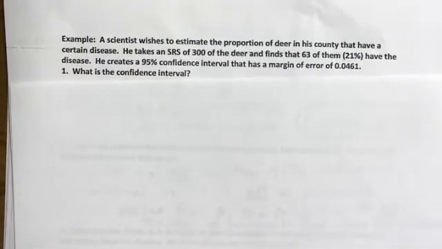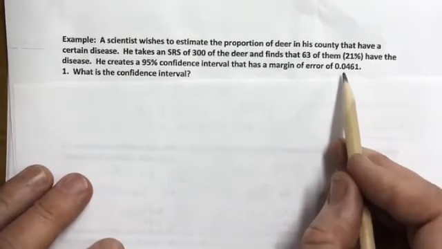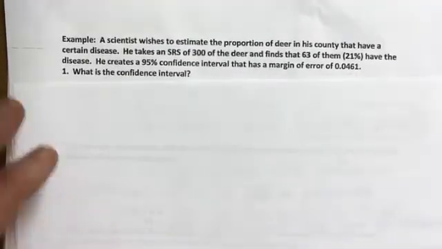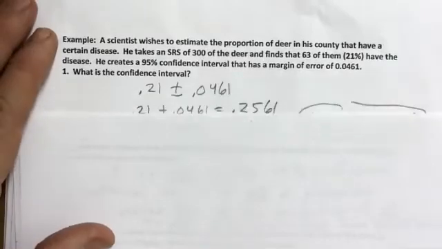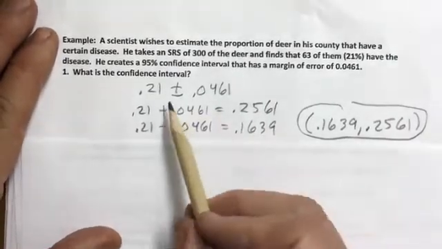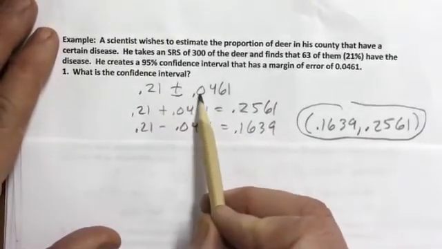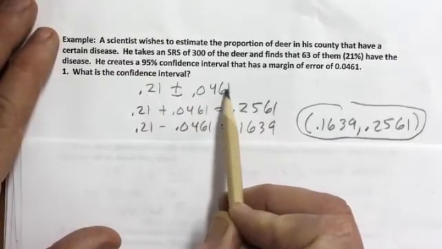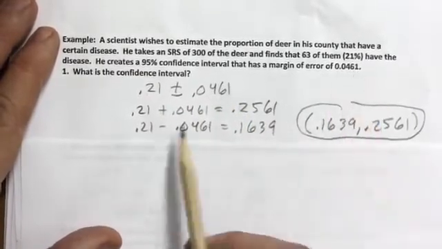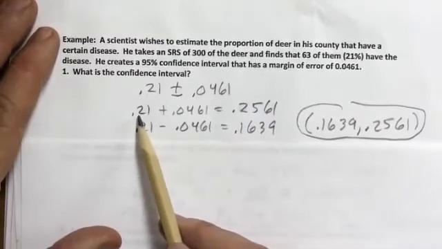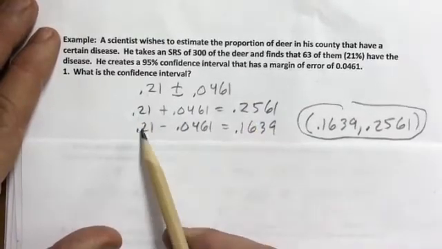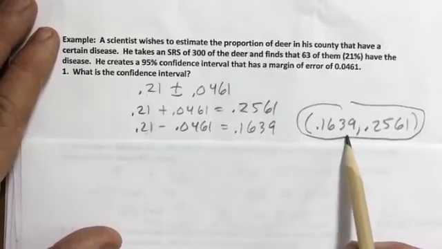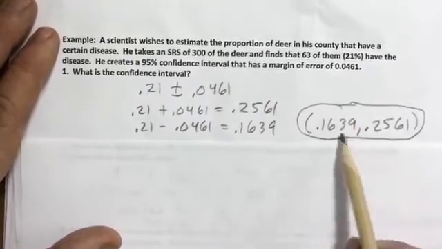He creates a 95% confidence interval that has a margin of error of 0.0461. So it gives us the actual interval. What is the interval? Well, the interval is going to be 0.21 plus or minus 0.0461. When you're given the margin of error like this, you just take the point estimate, 0.21, plus that, and 0.21 minus that, and there's the interval right there. Okay, there's our confidence interval.